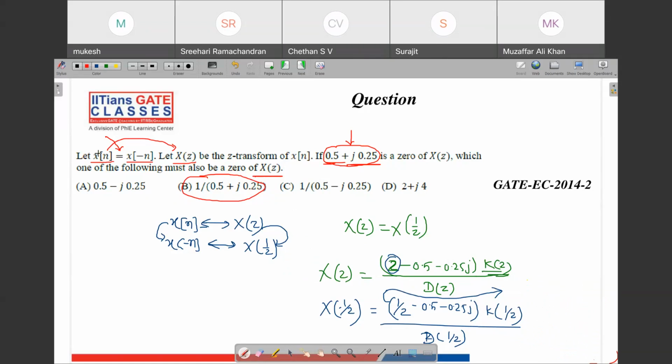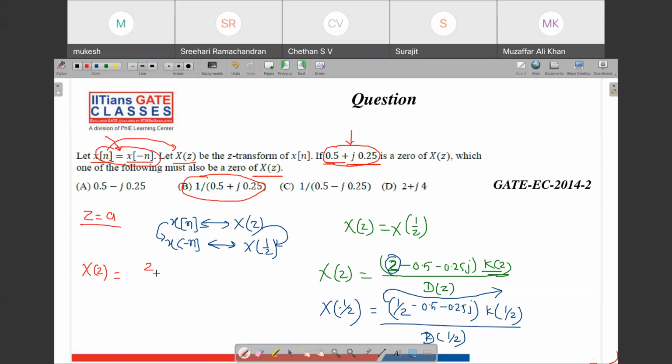Okay, so let me assume that we have a signal which is satisfying this criteria. It has a zero at, let's say, z equal to a. I'm not talking about a specific number now, it is some general number, z equal to a, and it is satisfying this criteria. Now, if you write the X of z, you can write it like this.